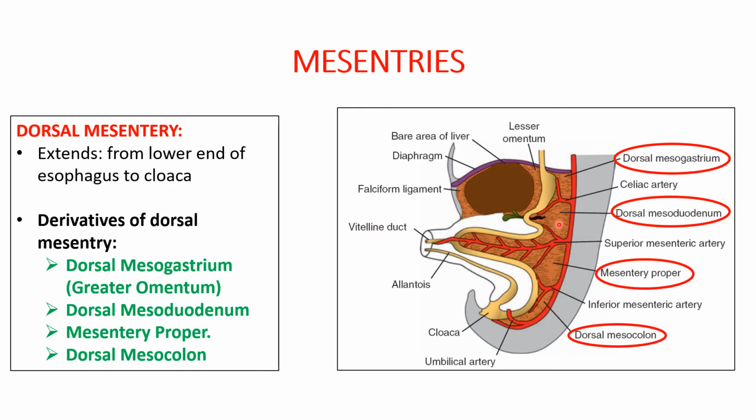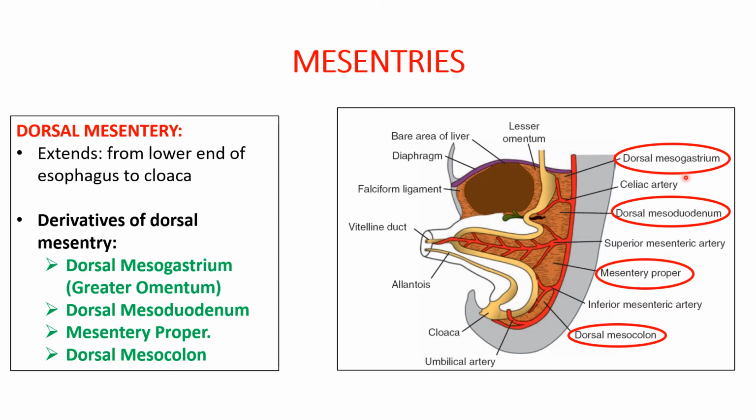The dorsal mesentery is the double fold of peritoneum which is connecting the entire gut tube right from the lower end of the esophagus to the cloaca. This entire portion of the gut tube is connected through this double fold of peritoneum to the posterior abdominal wall. This is the dorsal mesentery. This dorsal mesentery portion, which is behind the stomach, is called the dorsal mesogastrium. So this develops into the dorsal mesogastrium.